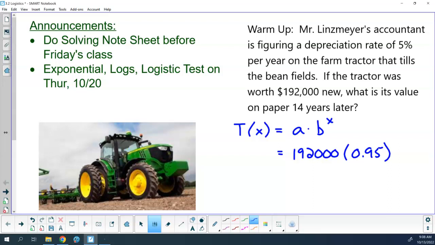I agree with that. And what is X? 14, because we want the 14 here. I get that the tractor is worth $93,633, and we will call it 60 cents. Agree? Okay. Such a good tractor.